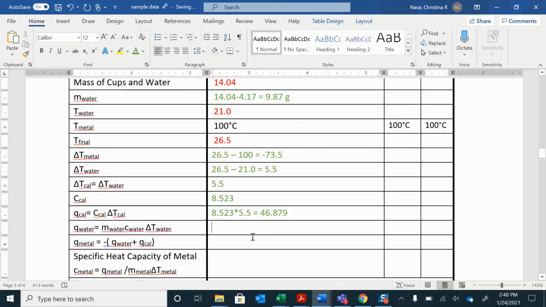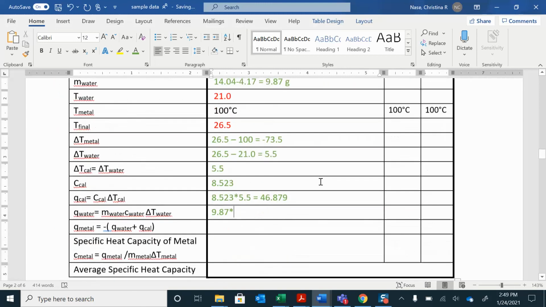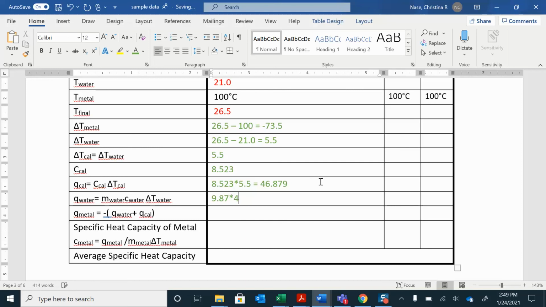of my water, which I found in the first step, right? This is my mass of my water, 9.87. The C water is the same as it was before, right? It's that constant. C water is 4.184. And sorry, again, just look at your units: grams, and this is joules per gram C. And then my delta T in my water was 5.5. That's in Celsius. So I'm going to end up with something in joules. And I got 227.128 joules.